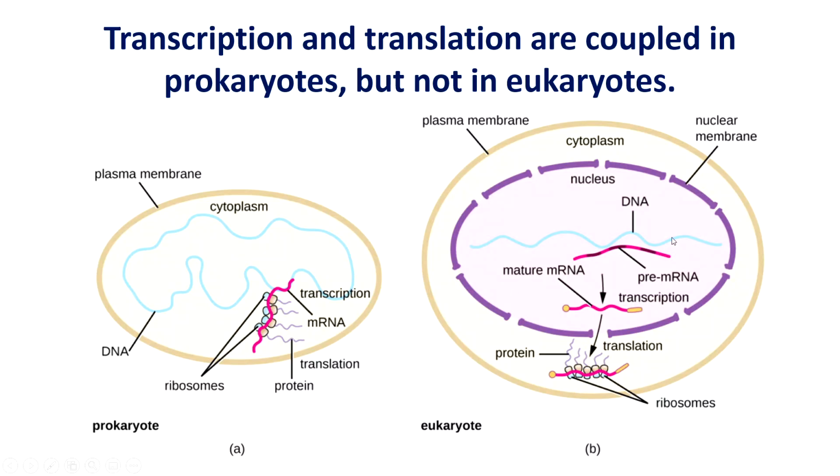And so transcription happens in the nucleus. Post-transcriptional modifications also happen in the nucleus. Translation happens in the cytoplasm, and any post-translational modifications will also happen in the cytoplasm.